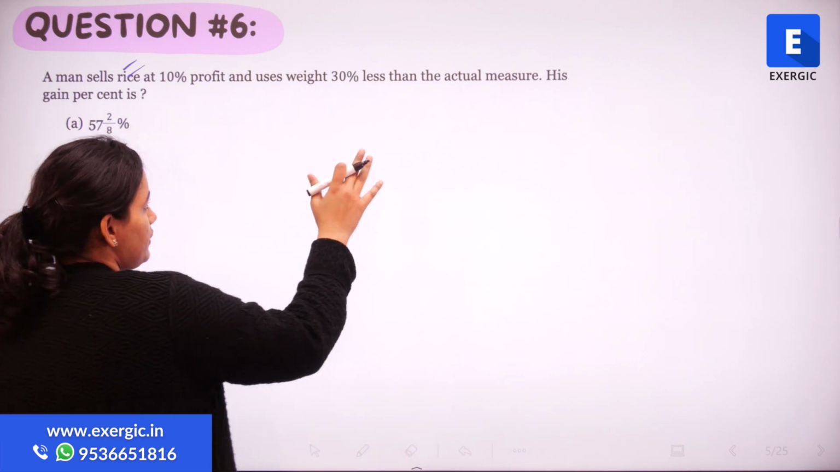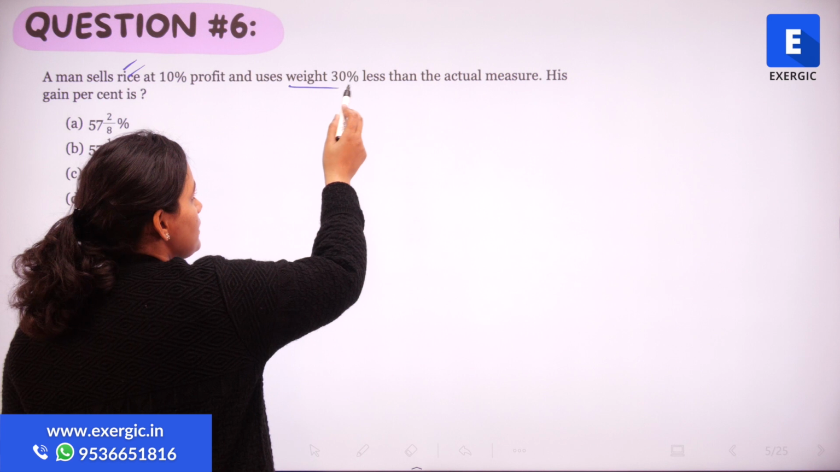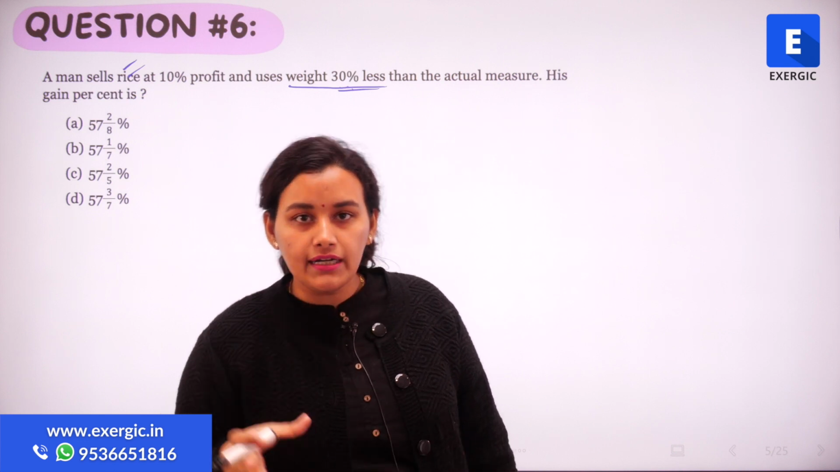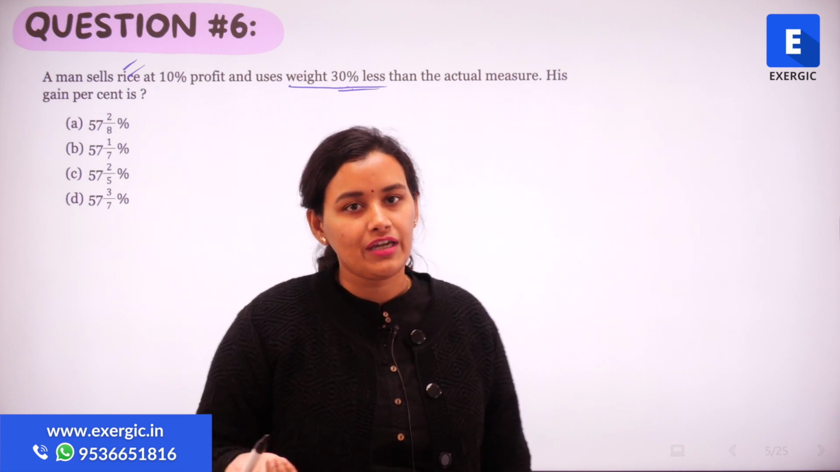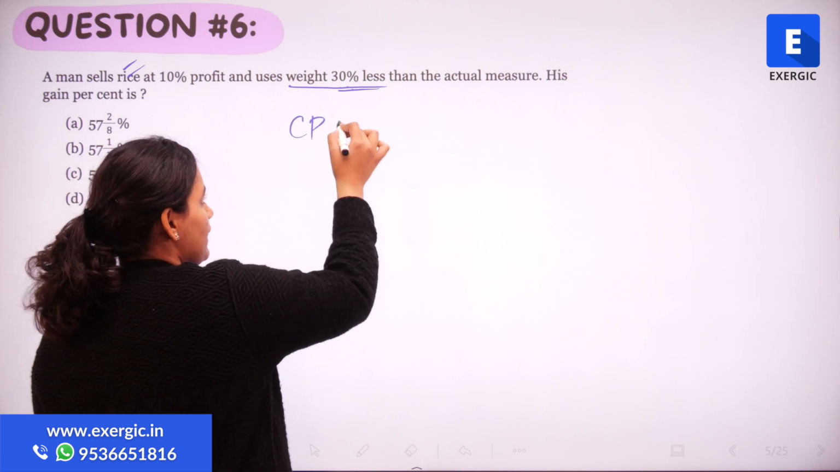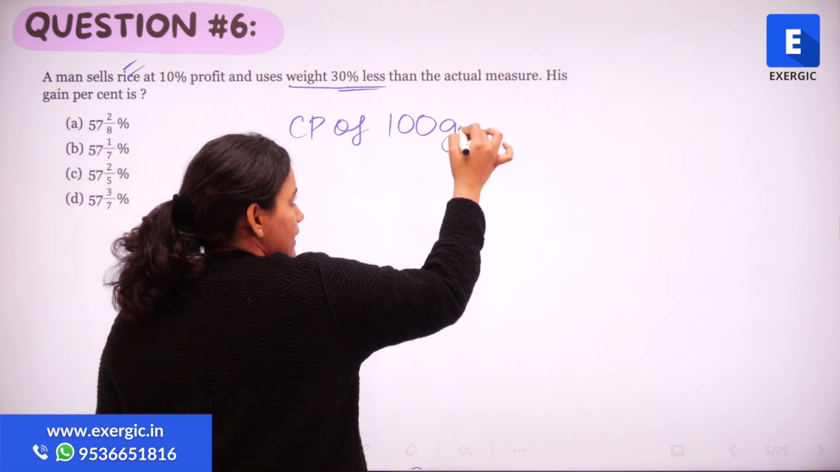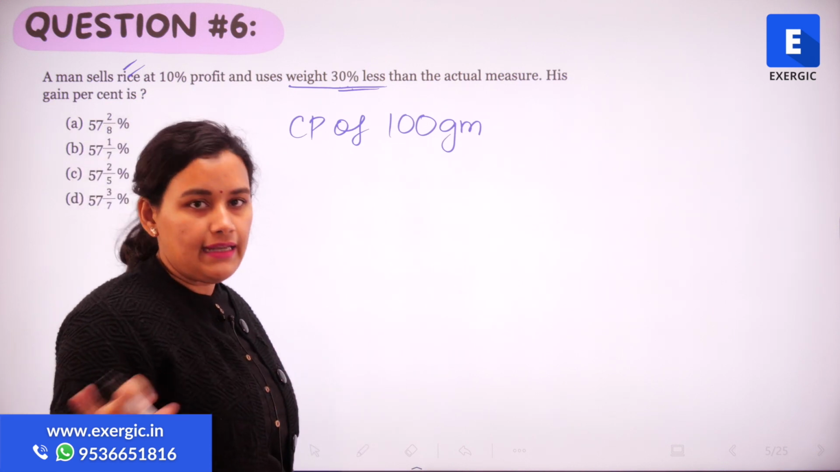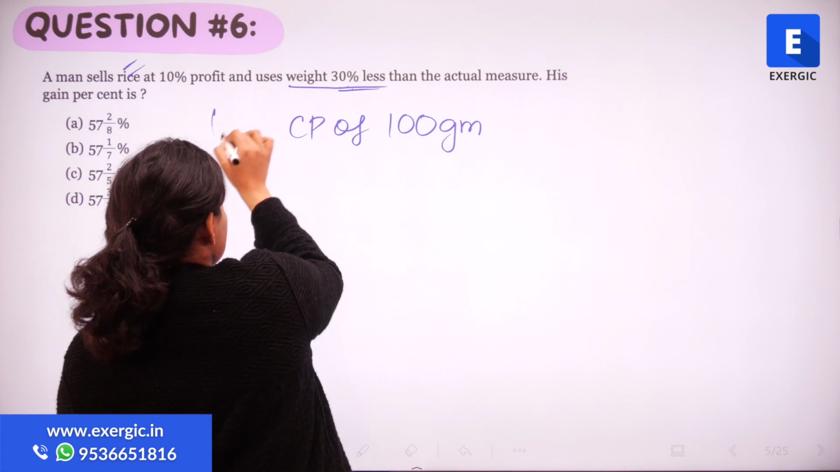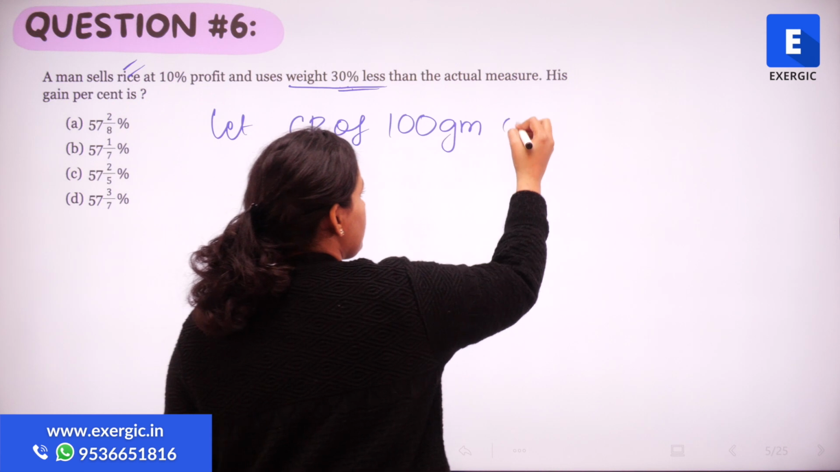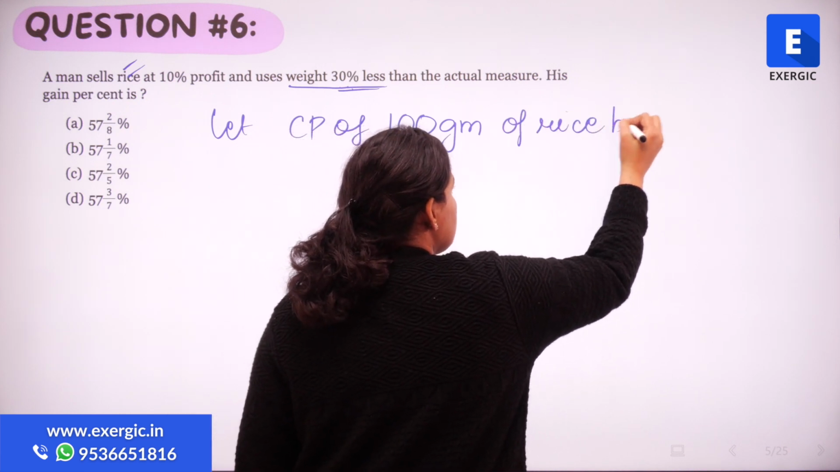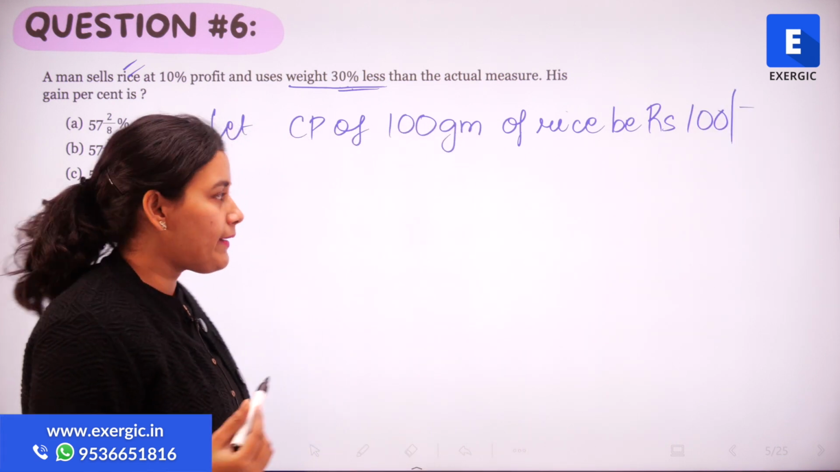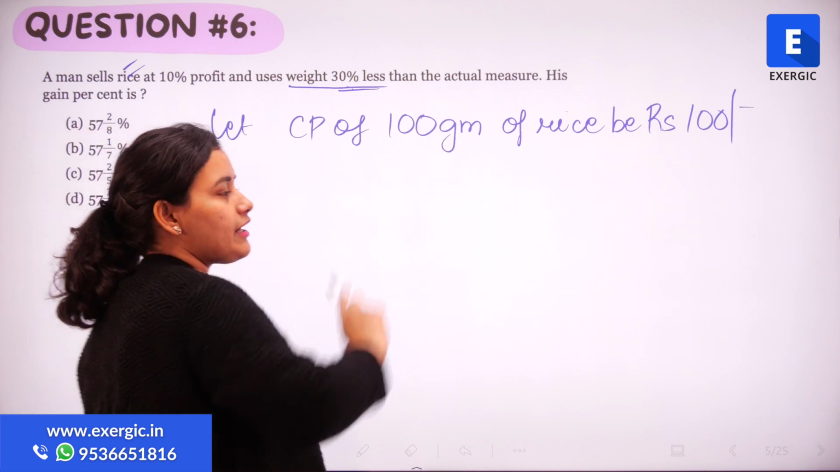Since we know that the weight is also decreasing by 30%, I'm going to assign the quantity to be also 100. So what I'm going to do is take the cost price of, let's say, 100 grams of rice. This unit is up to me. I can take kg, grams, quintal, anything. So let the cost price of 100 grams of rice be rupees 100. Is this clear? So I am assuming the cost price of 100 grams of rice to be 100.